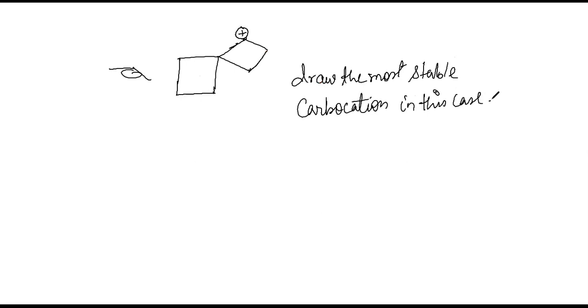Tell me which one is better, this one or the previous one? This one is better, sir. Okay. So draw the most stable carbocation in this case. This will be your homework. Hint: you may get to see expansion more than once.